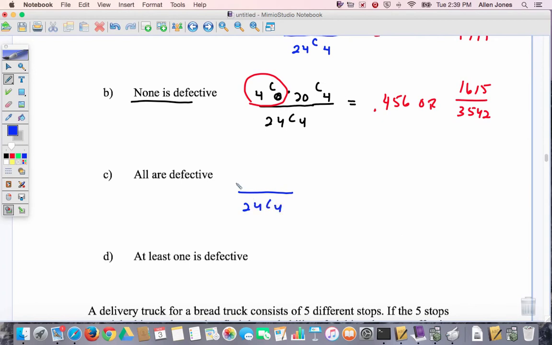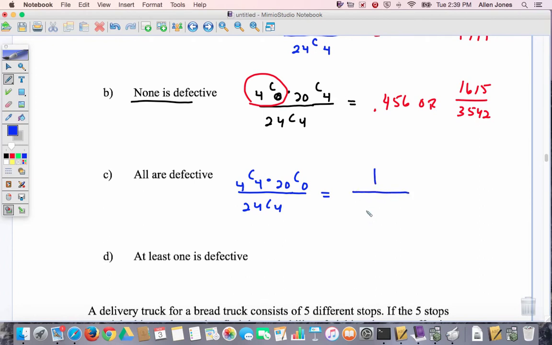Let's keep rolling on here. All are defective. Still finding probability, so 24C4. Still have our 2 categories, 4 that are defective, 20 that are not. This time, all 4 that we sell want to be defective, so 4C4, which means of the ones that are not defective, we're not going to sell any this time.